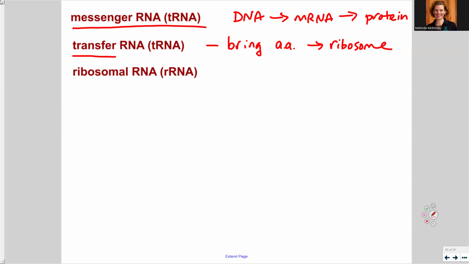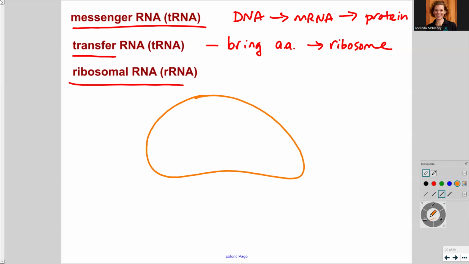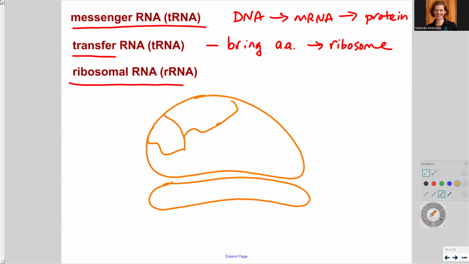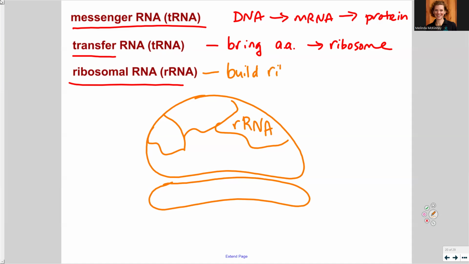And then the last part, these are just for completeness, there's a third type of RNA. It's called ribosomal RNA, and it's what the ribosome is made out of, in addition to some proteins. So if we were to zoom in here, we'd see that there's these different parts of the ribosome, and it's made out of rRNA and some other proteins. So it makes the ribosome, right? It's used to build the ribosome.